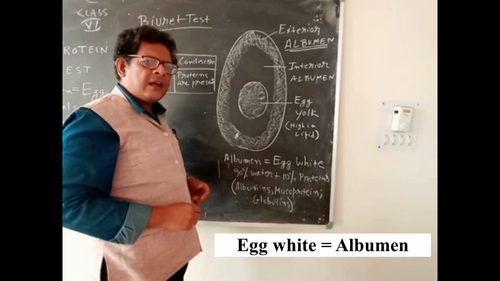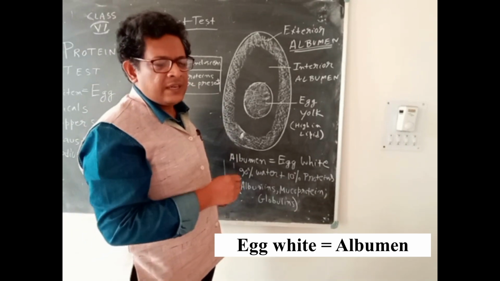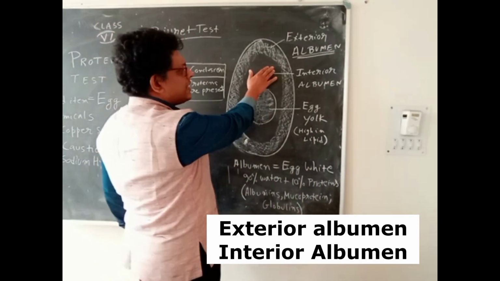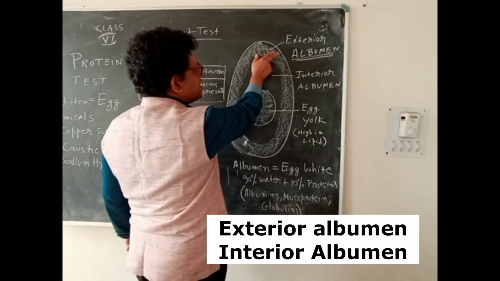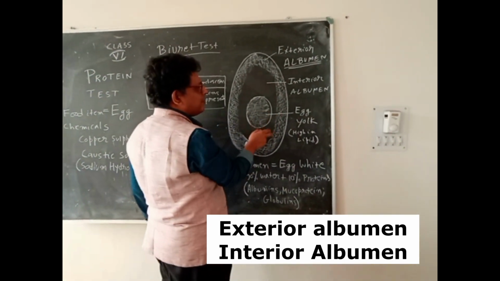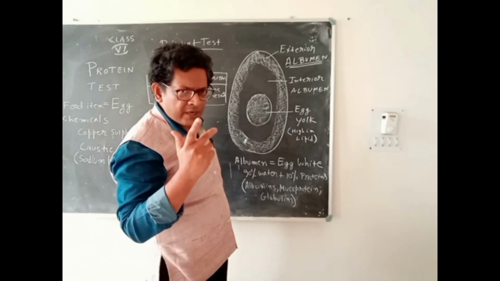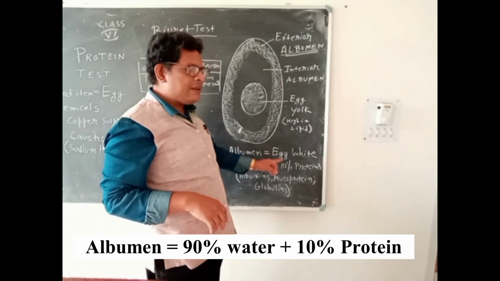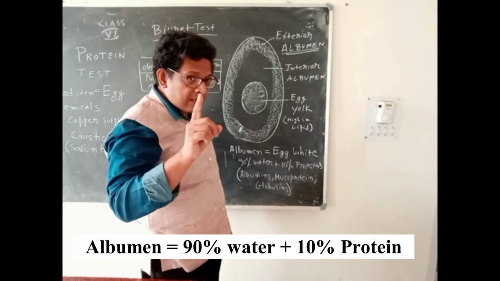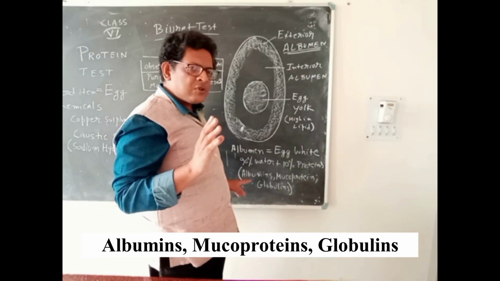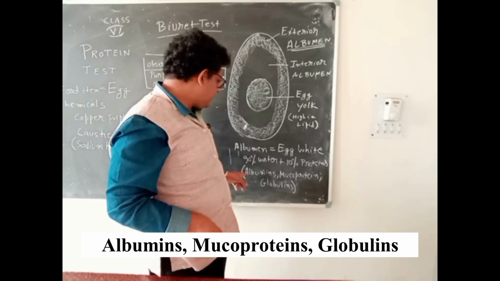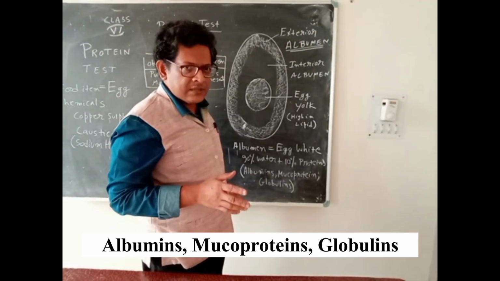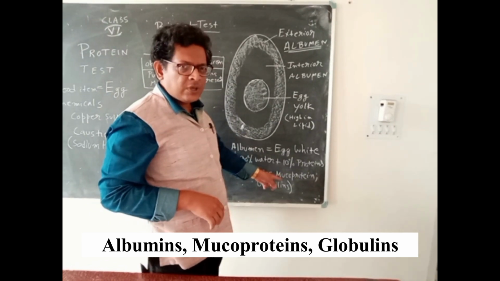The technical term is albumin. And you can see there are two layers of albumin: the exterior albumin layer and the interior albumin layer. But what is albumin? Albumin consists of 90% water and 10% protein. Not a single protein. There are three types of protein present in albumin: albumins, mucoprotein and globulins.